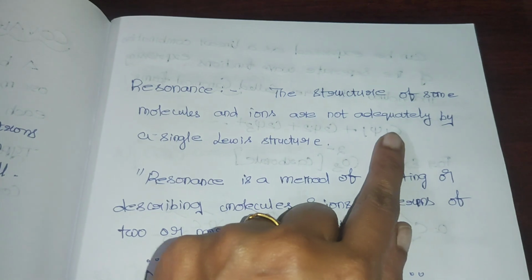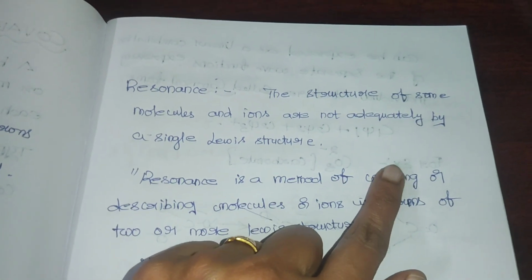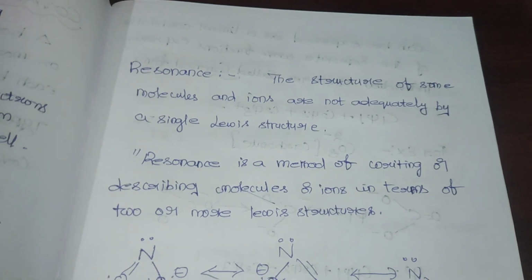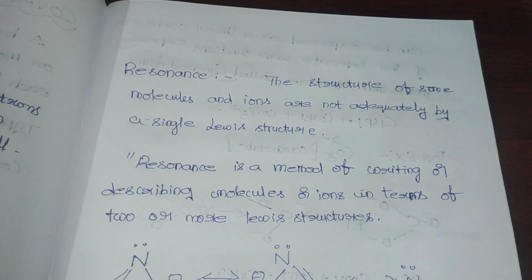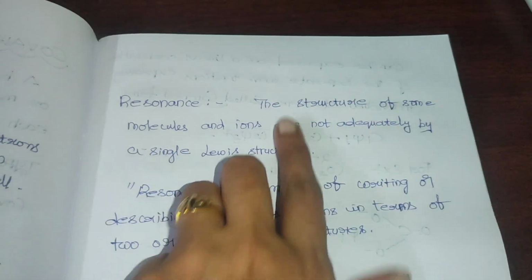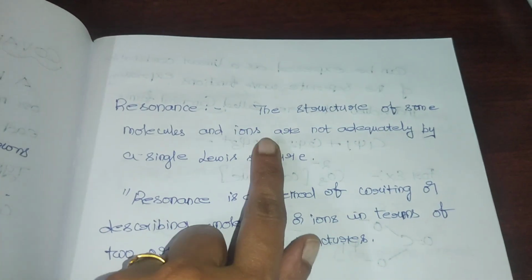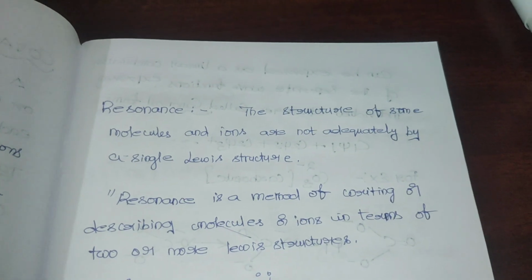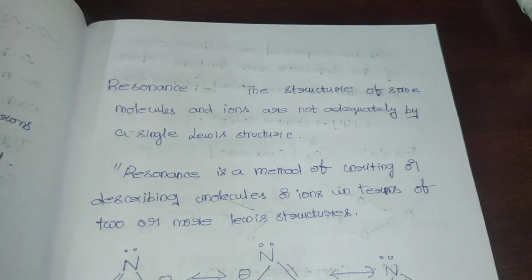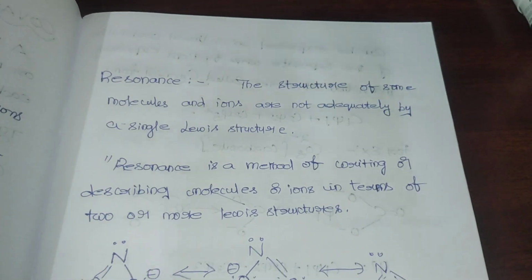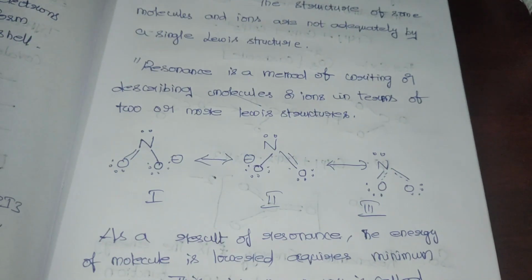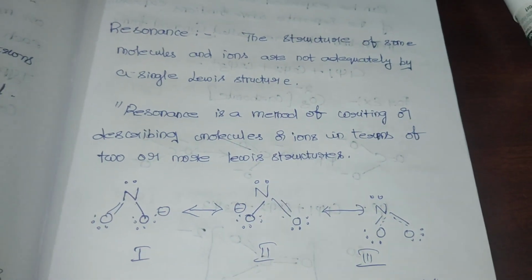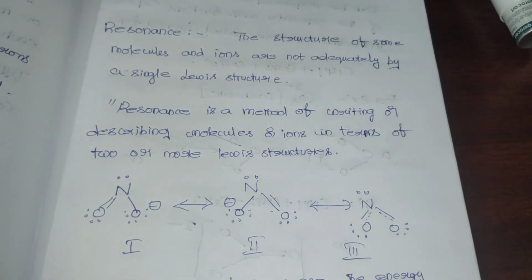The structure of some molecules and ions is not adequately represented by a single Lewis structure. So we cannot represent the structures of those molecules or ions in only one Lewis structure, but we can write them in terms of two or more Lewis structures. This is called resonance. We can define it like this: resonance is a method of writing or describing molecules or ions in two or more Lewis structures.